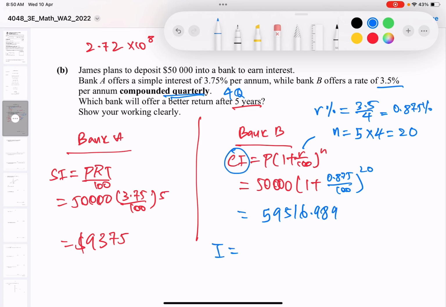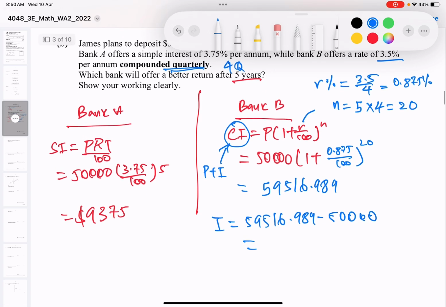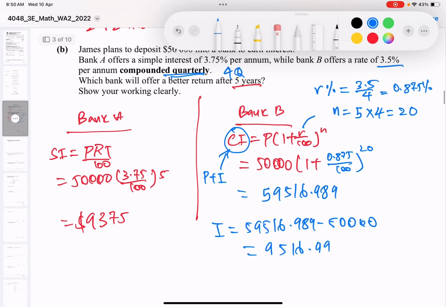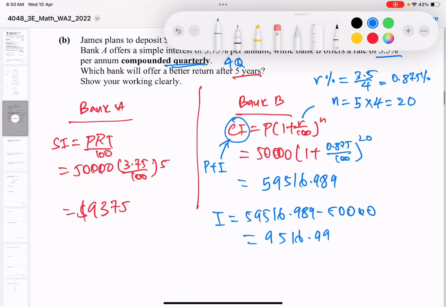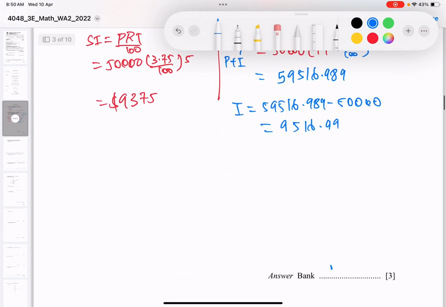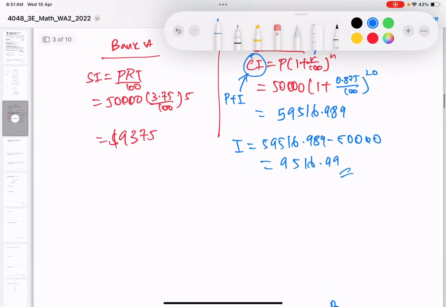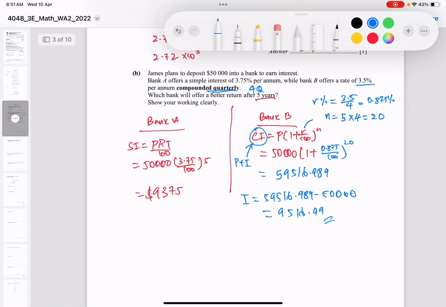So what is the interest component that I've earned? The compound interest is actually the principal plus the interest. So the interest alone is going to be 59,516.989 minus away the principal, and that would give me 9,516.99. Okay, if I leave to 2 decimal place. Okay, so which bank should I put my money in? Of course, it would be Bank B. Okay, the reason is very simple. It's because it earns me a higher interest.